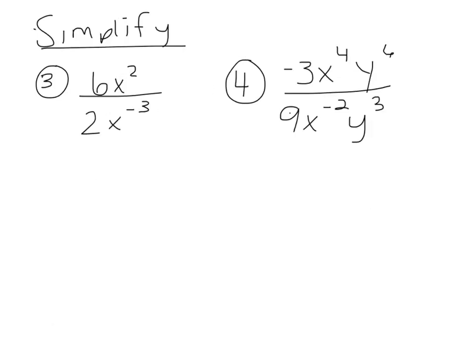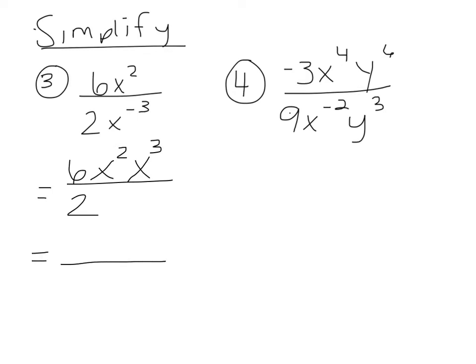Alright, next problem here. So number 3, you see that there's negative exponents. The first thing you want to do is actually get rid of those negative exponents. So we could leave the 6 and 2 where they are, and then the x squared stays where it is, and then the x to the negative third is actually going to move up top. Okay, so that was your first step.